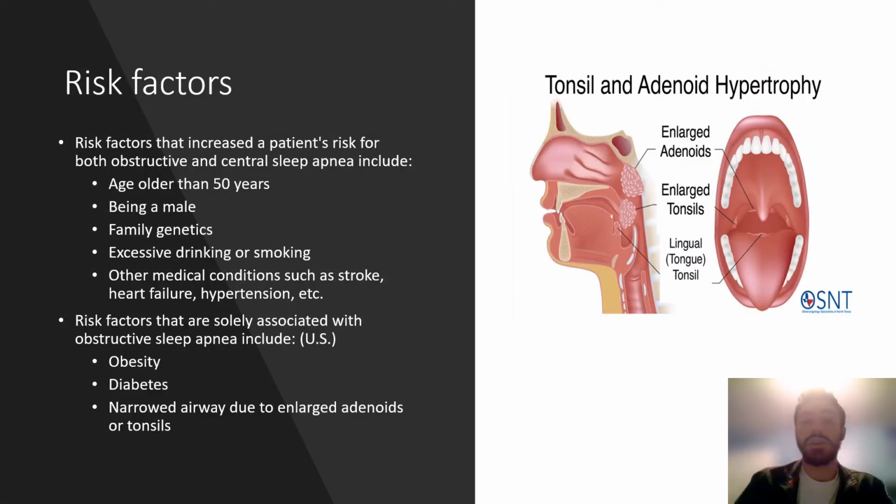So some common risk factors that would increase a patient's risk for both obstructive and central sleep apnea include being older than the age of 50, being a male, who are almost twice as likely to get it as compared to females, family genetics, excessive drinking and smoking, or medical conditions such as previously having a stroke, heart failure, or living with hypertension. There are some risk factors that are solely associated with obstructive sleep apnea, and these include obesity, diabetes, or a narrowed airway due to enlarged adenoids or tonsils.